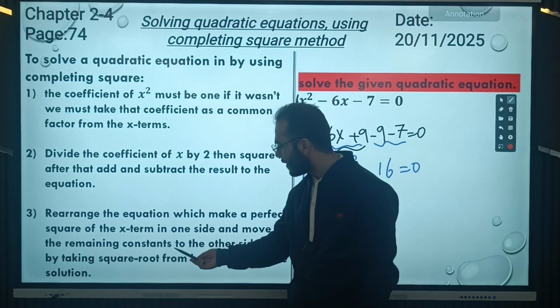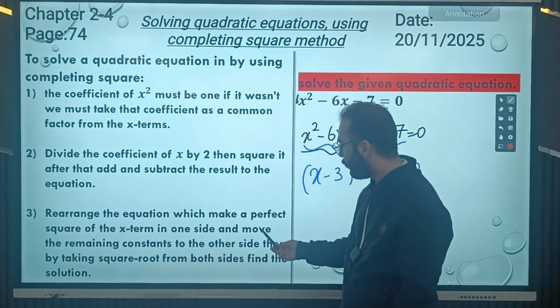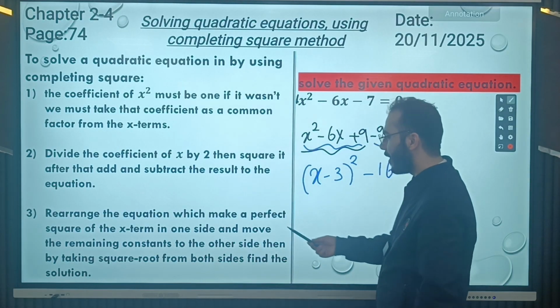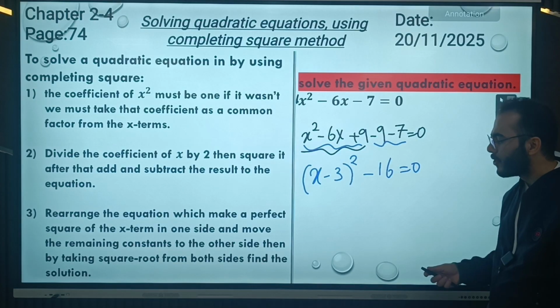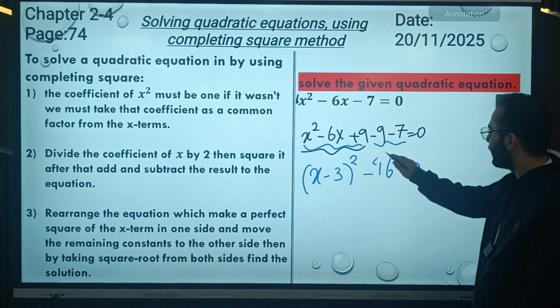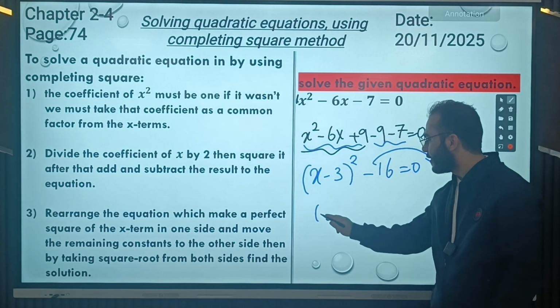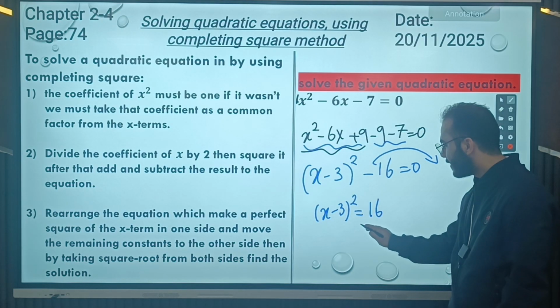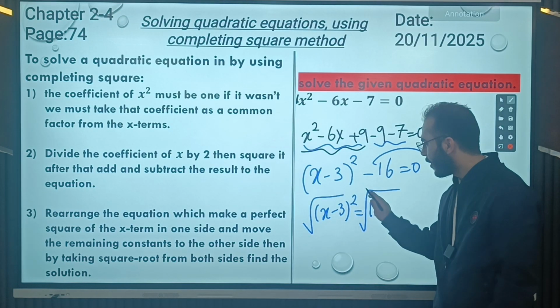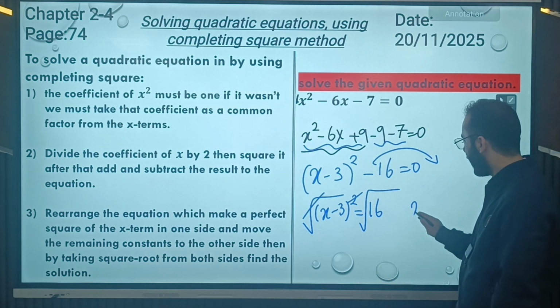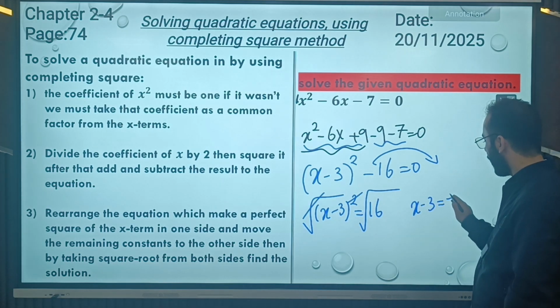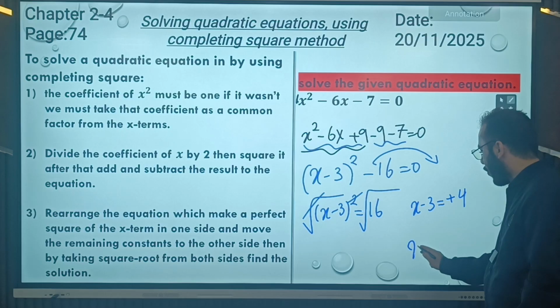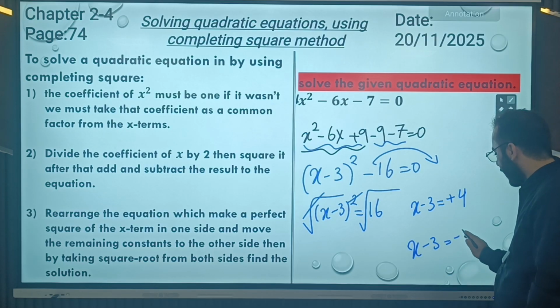As you can see here, it says to move the remaining constant to the other side, then by taking the square root from both sides, find the solution. So move this negative 16 to here. We are going to get x minus 3 powered by 2 equals to 16. Take the square root of both sides. What are we going to get? These two will cancel each other. x minus 3 equals to either positive 4 or x minus 3 equals to negative 4.